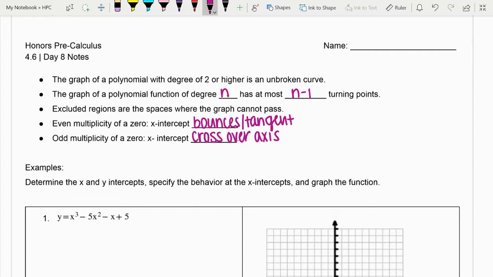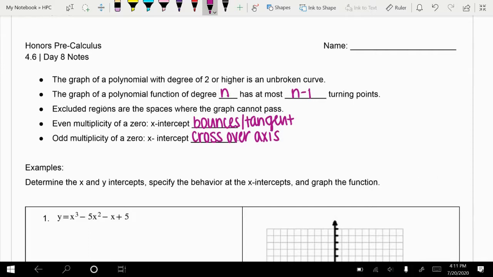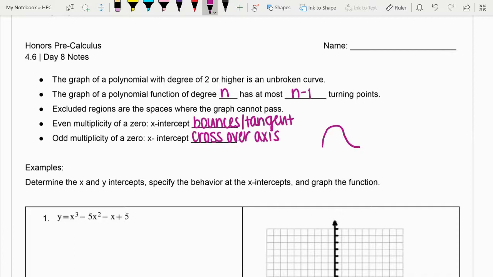Okay, so if our graph looks something like this, okay, then right here, we would have 2 turning points. That's what we're referring to as turning points.